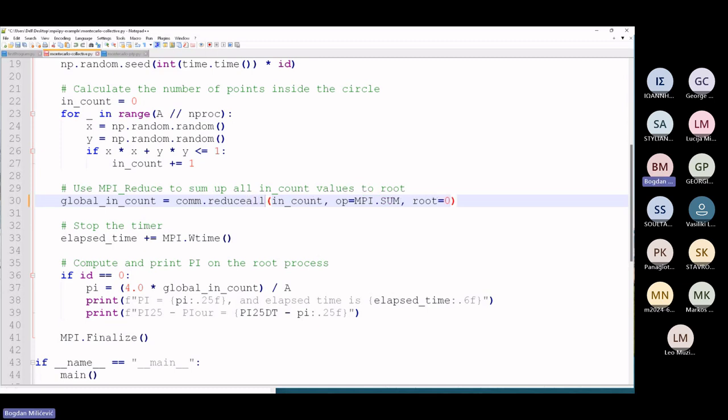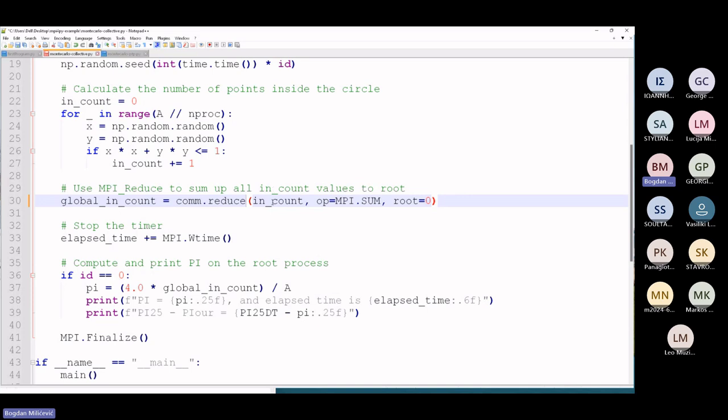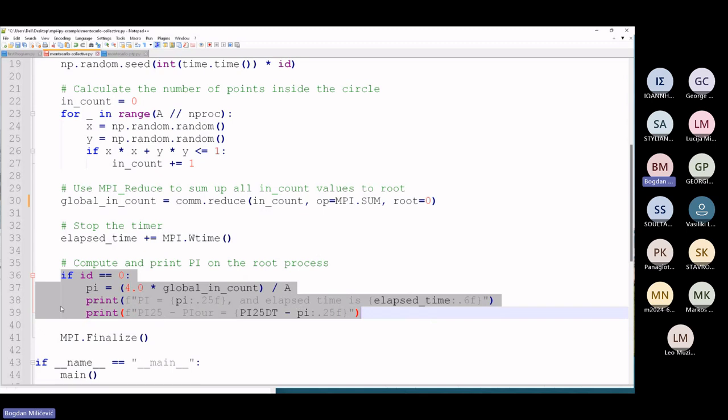We could use reduce all here if we want to. Then we should omit this. If we want to have the global sum or global int count in all processes, if we want to have the exact value for all of them. But in this case, it is not necessary, because only the zeroth process will be using this value to print the final result. When would we need the reduce all? We would need reduce all if all processes need this value for some of their calculation. This is practically the final calculation, so this multiplication should be done only by a single process. We don't need to repeat this many times. Only the zeroth process should calculate the final value and print it on the screen.